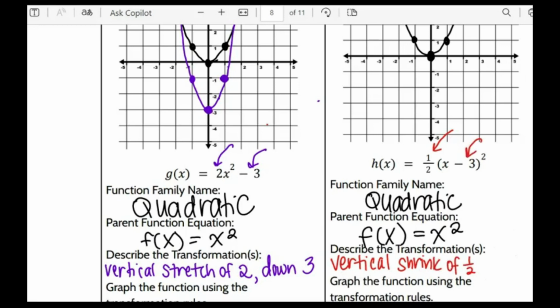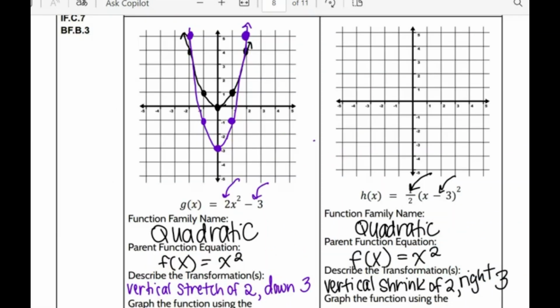This minus 3, it's inside of the grouping symbol, and if you recall, inside of the grouping symbol, that's your left and right, and it's what I like to call opposite world. So the minus 3 is actually right 3. Now let's go ahead and graph it. I'm going to get my parent function up there.